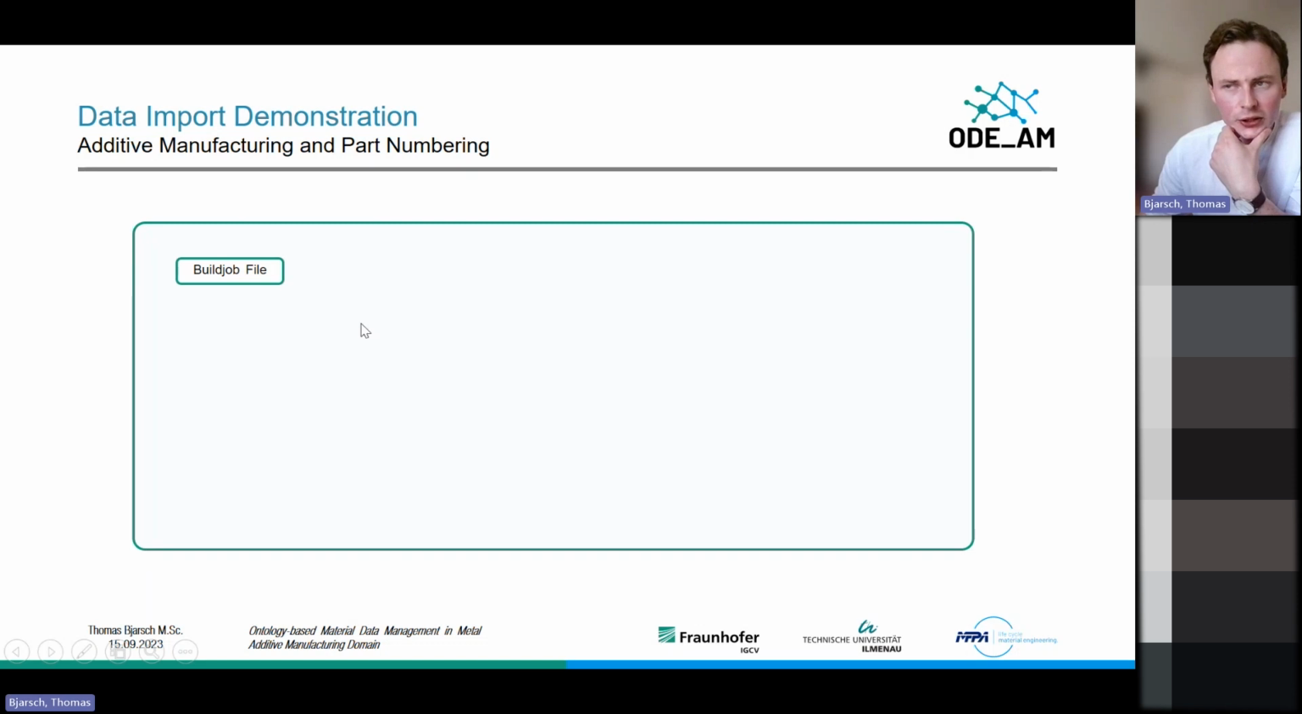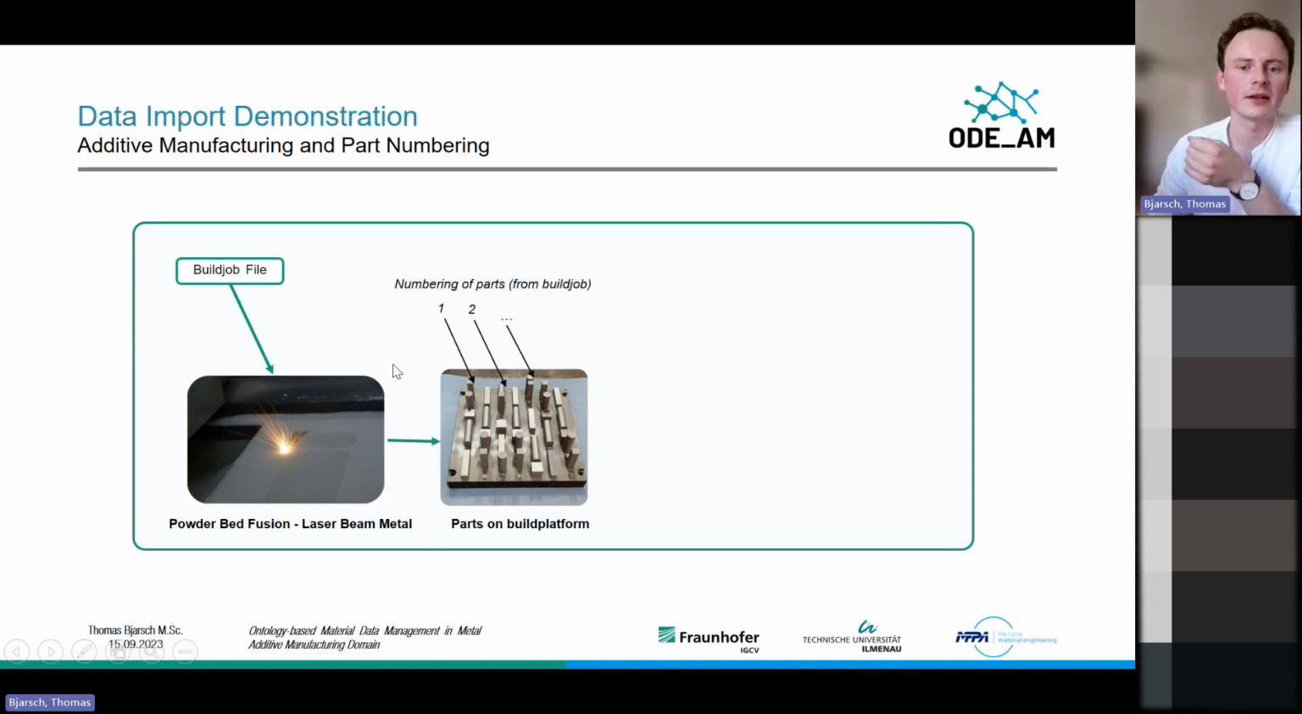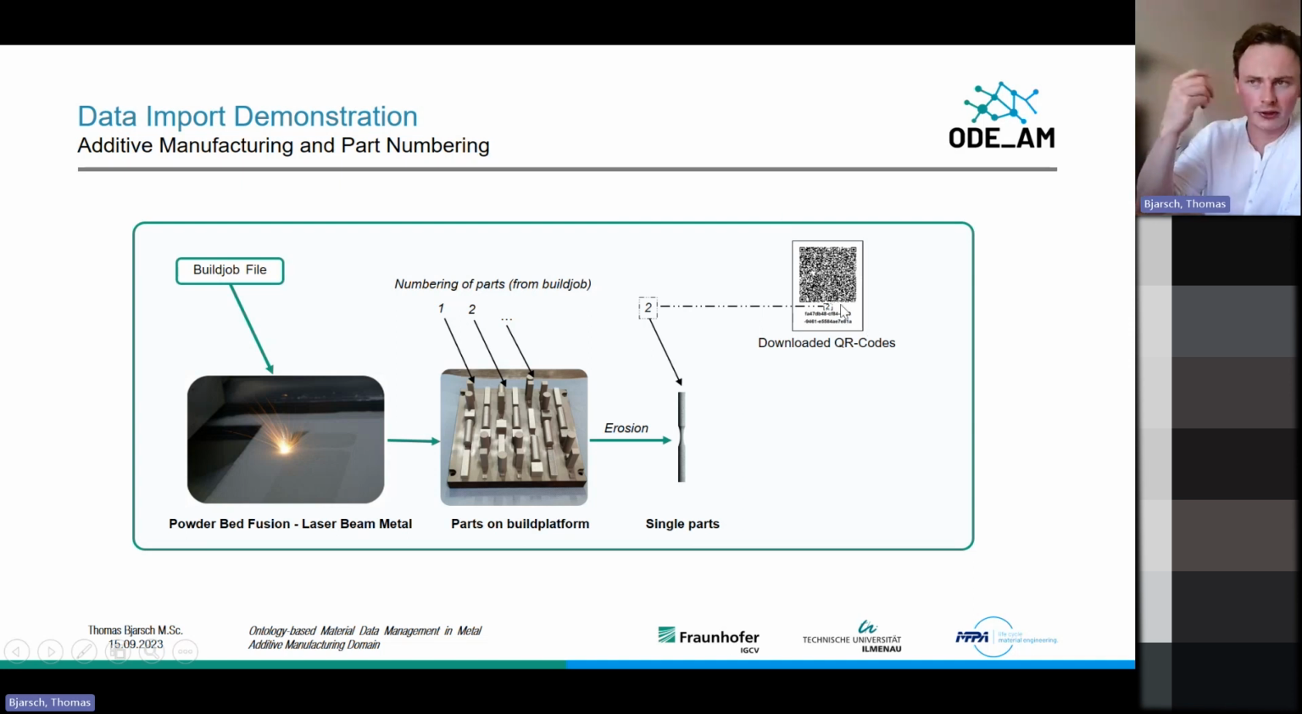Now you pick your file and it comes to actual manufacturing. So you put the file to the machine, the parts are printed, and then you have to number your parts using 1, 2, 3, and so on. And you will find these numbers in your build job generation software. The parts get cut off the build platform, and now you can take your QR code PDF and match the QR code to the specimen using just this simple number.